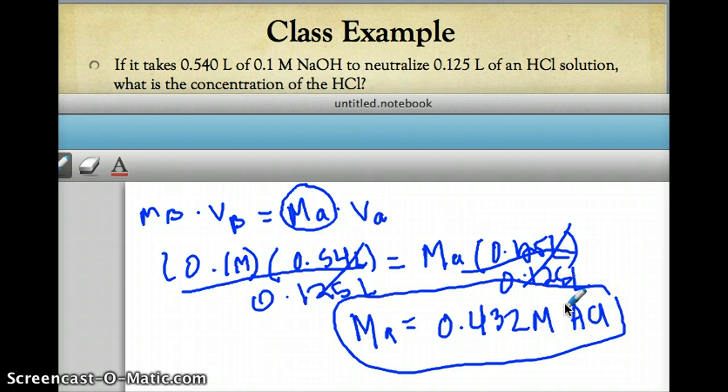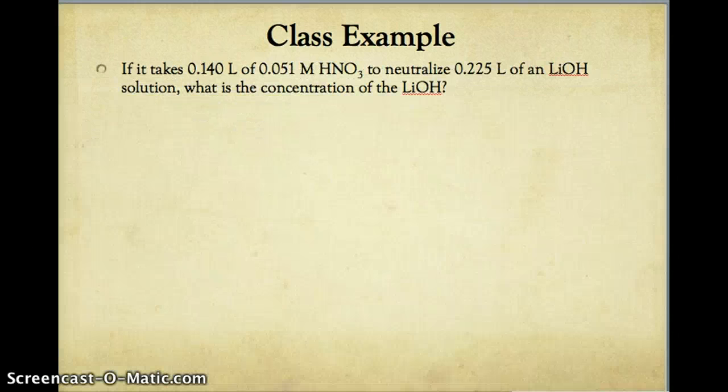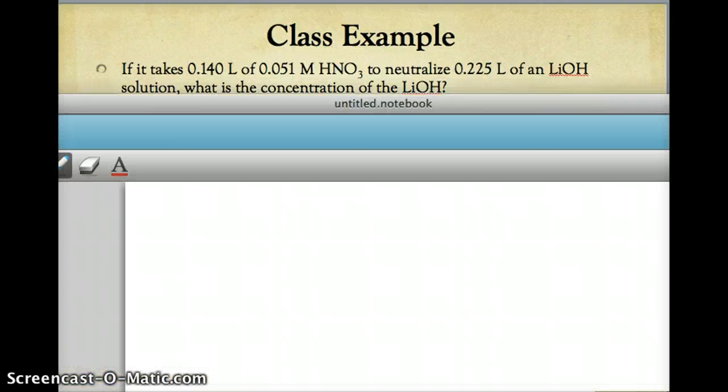Okay, so let's do another example. Example 2 says if it takes 0.1 liters of a 0.051 molar solution of acid to neutralize the volume of the base, what is the concentration of the base? So in this example, we're looking for the concentration of base. So let's write our formula: MA times VA is equal to MB times VB.